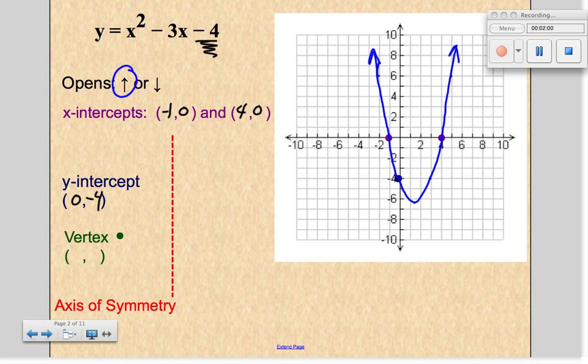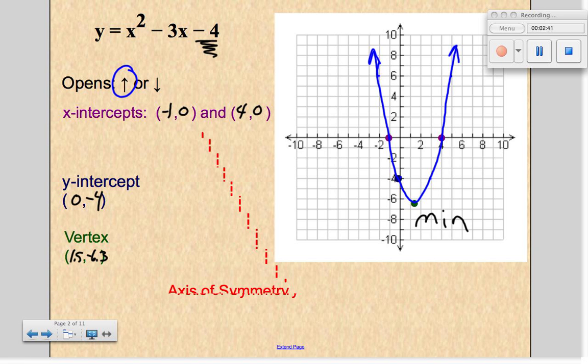The vertex is the spot where the graph starts to change directions. In this case, it's going down, and then it turns around and it starts to go up. This one happens to be my minimum value. So my vertex here is the minimum value of my graph. If I had to approximate it, we'll do it exactly in a minute, it looks like about (1.5, -6.3), let's say. So they're not always going to be pretty, okay?